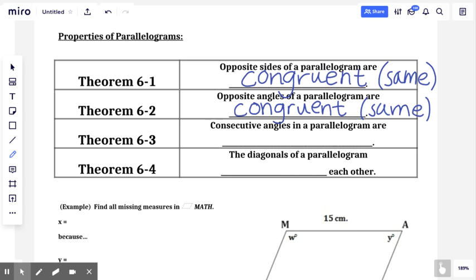Consecutive angles. So consecutive angles are the ones that come right after one another. They're on the same side of the figure. Consecutive angles are not congruent, but they are supplementary. I don't know if you remember what supplementary means. Hopefully you're all saying that it means that it adds to 180. If you didn't know that, you might want to add that in.